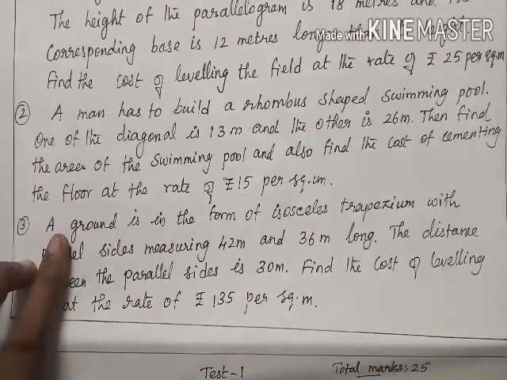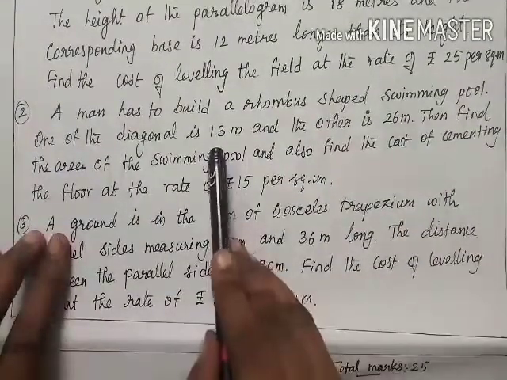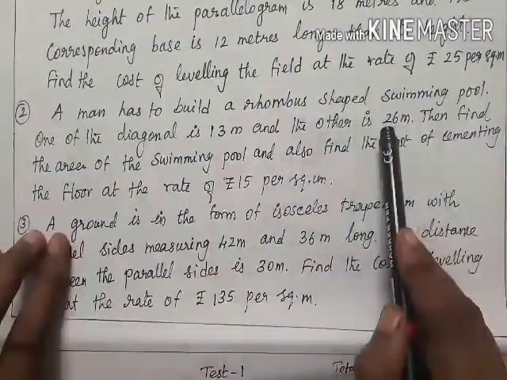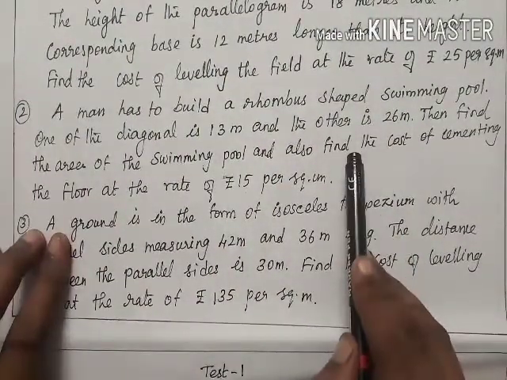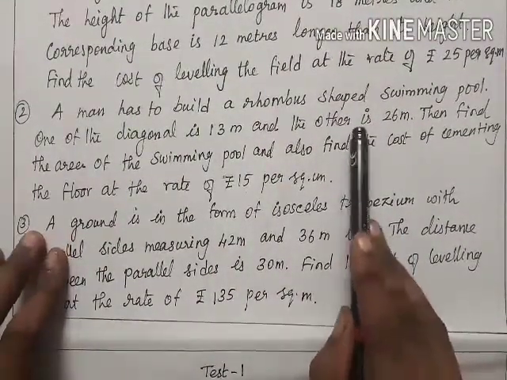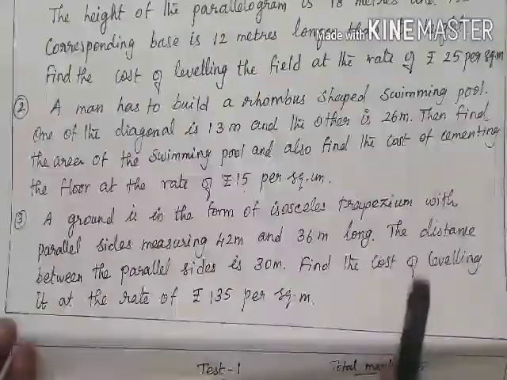So here first you have to find the area of the rhombus, with these two diagonals D1 13, D2 26. With these two diagonals you have to find the area of a rhombus. Then you multiply that answer with 15. Yes, right. I'll go with third sum.